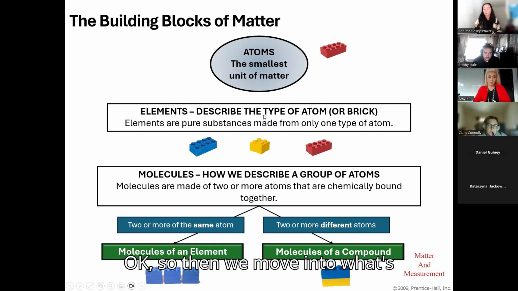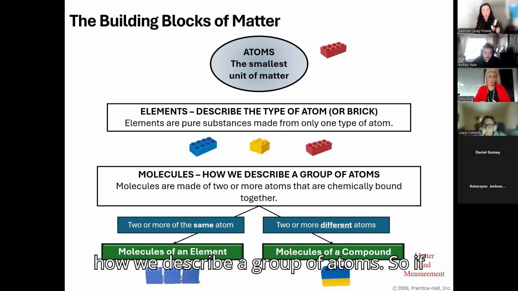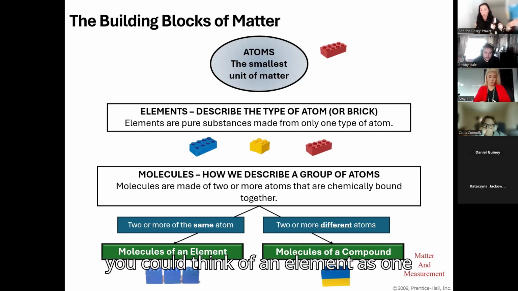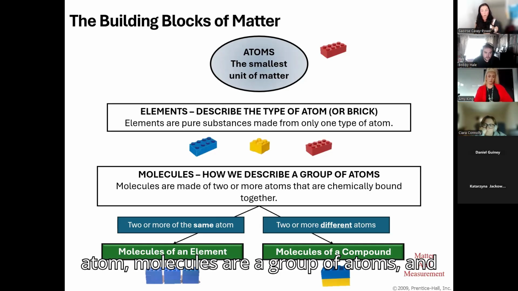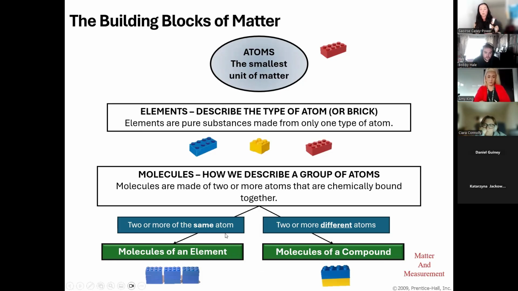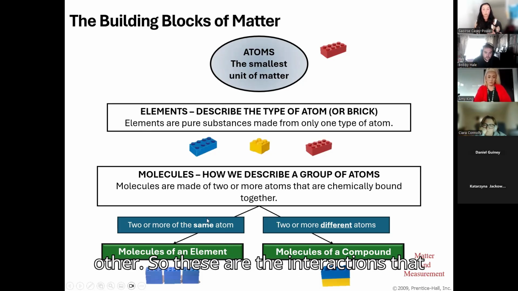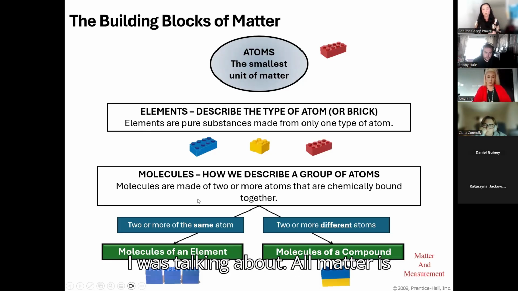Then we move into what are called molecules. Molecules are how we describe a group of atoms. If you think of an element as one atom, molecules are a group of atoms, and they can be further subdivided. Molecules are made up of two or more atoms that are chemically bound to each other. These are the interactions I was talking about. All matter is made up of atoms and how they are chemically bonded together.